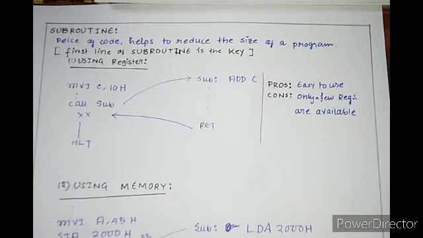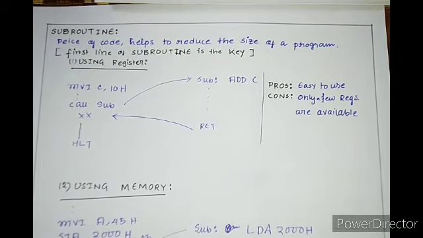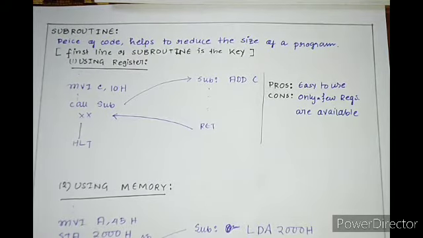Now remember this line: the first line of a subroutine is the key. Just look at the first line and you will understand what this subroutine tells you to do. Now we are learning how you can pass parameters into subroutines. But first, what are parameters and what is a return value? A parameter is a value passed by the main program to a subroutine, and after the subroutine gets executed we get a value, which is the return value.